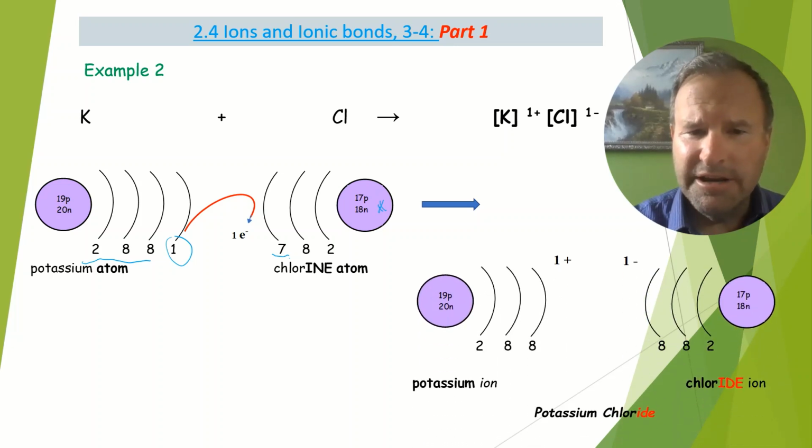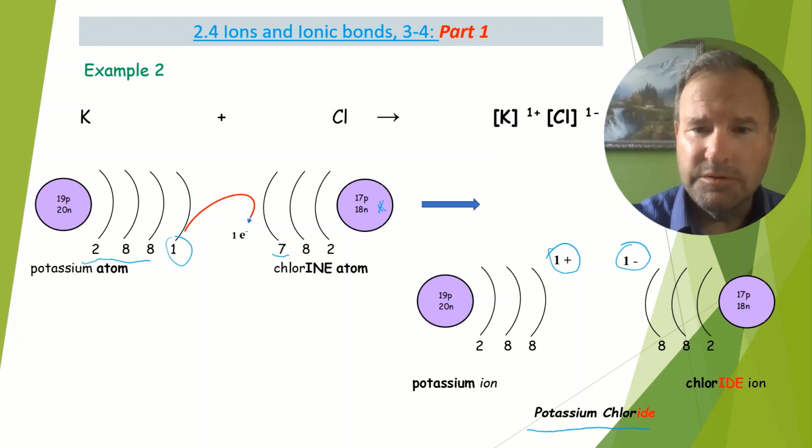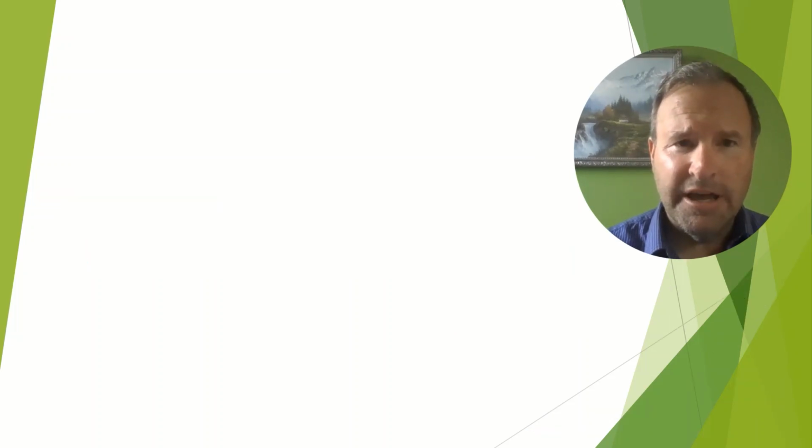Here's the next slide. So we formed again a positive 1 for group 1 metals and a negative 1 for group 7. Notice the name is called potassium chloride. Remember, the non-metal always ends in -ide in this case. Next slide.